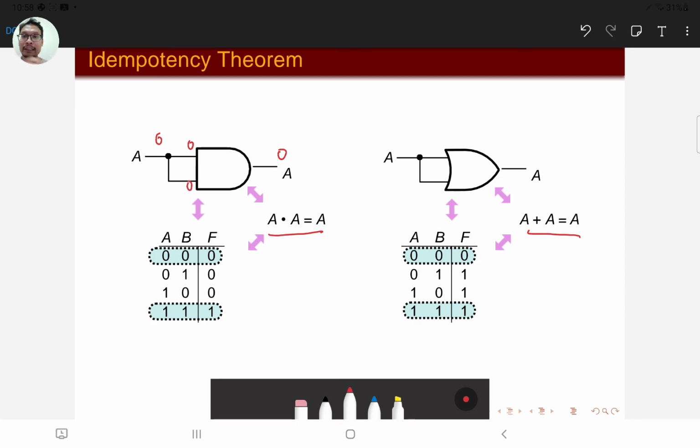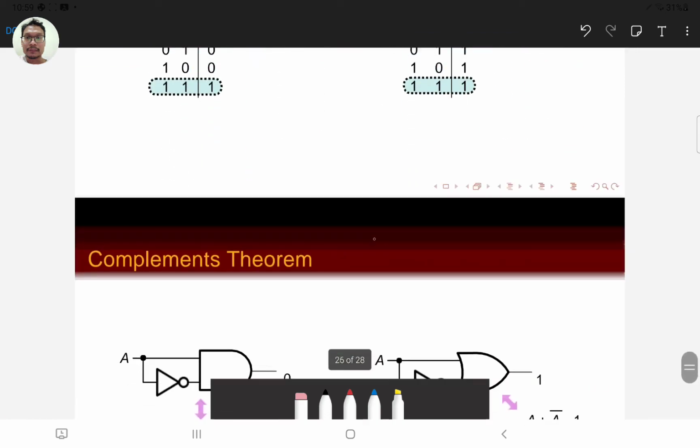So in the NAND gate idempotency theorem, A dot A is equal to A, and for the OR gate, it is the same. If I put a 1 here, 1 and 1, you're going to get a 1. If I give a 1 on A, both inputs are going to be 1, so 1 1 gives A. Similarly, if I put a 0 on A, we're going to get a 0. Meaning that whatever the value of A, if it's 0, we get a 0 in the output. If A is 1, we get a 1 in the output. So this is the third one.